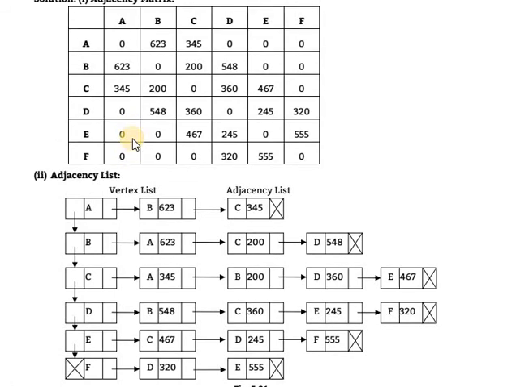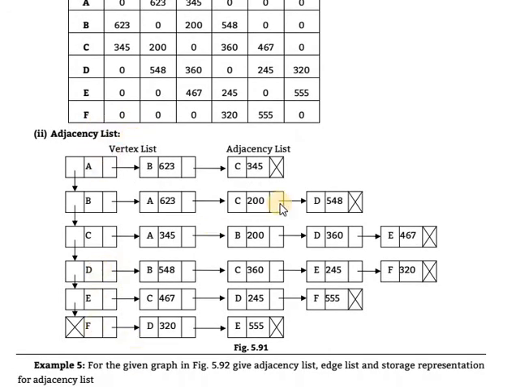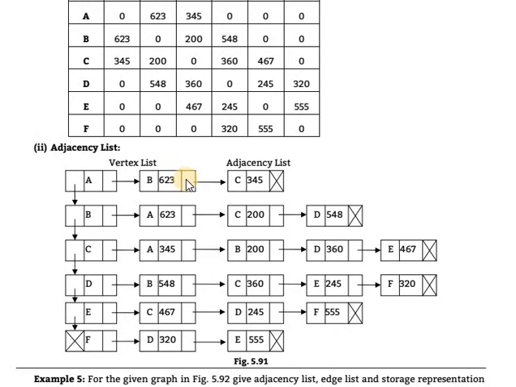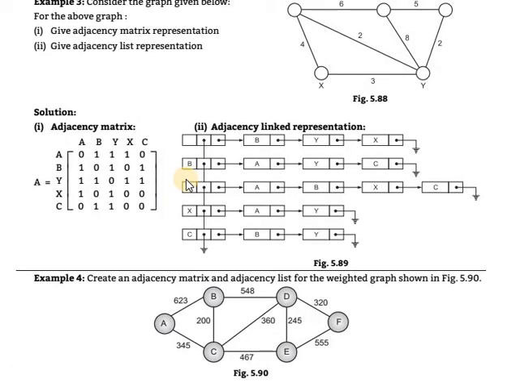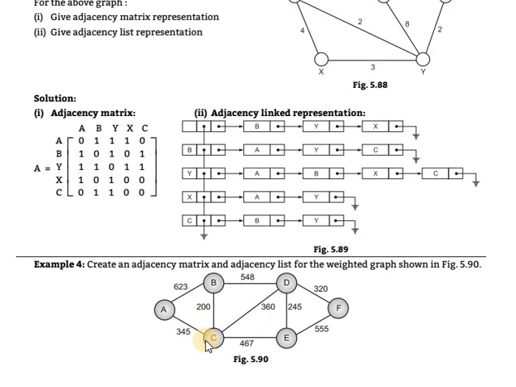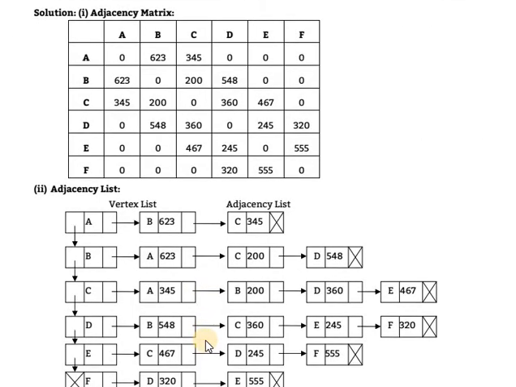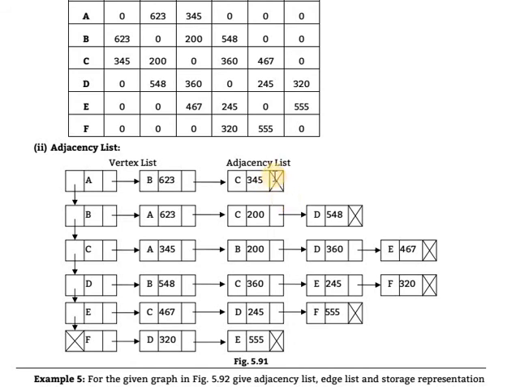A to B, C. Now the vertex list: these are the vertex list, and these are the adjacency list. Below is the vertex list. Vertical is the vertex list, horizontal is the adjacency list. The adjacent vertices are inserted. A to B, C. Where there is no adjacent node, cross it, that is null.